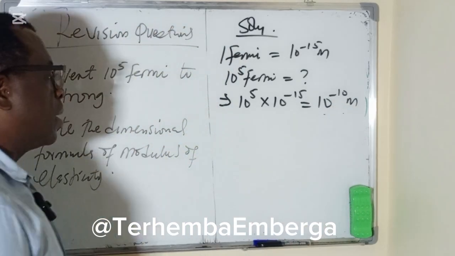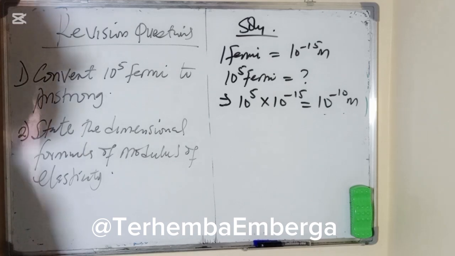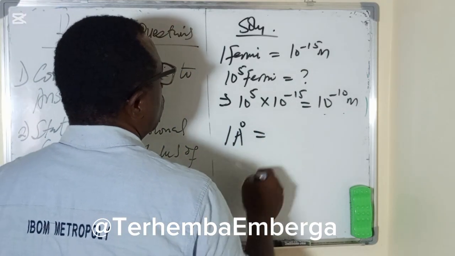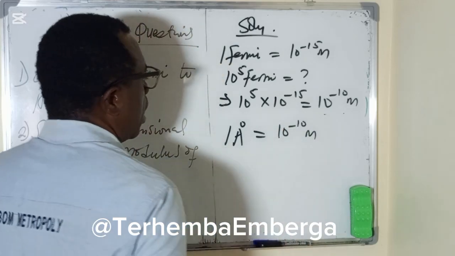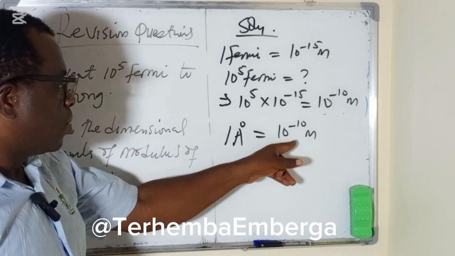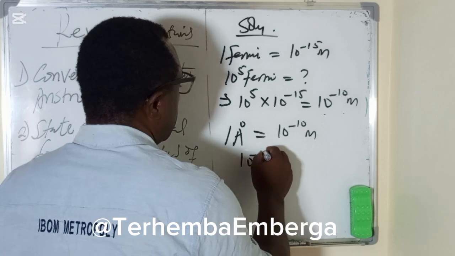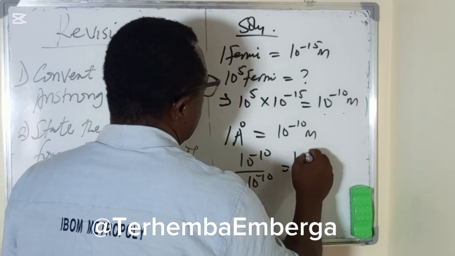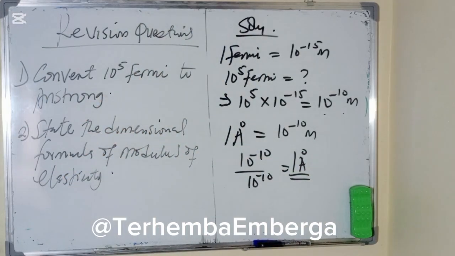But that is not the final answer. What is the relationship between meters and Armstrong? We know that 1 Armstrong is equivalent to 10 raised to the power minus 10 meters. And we are to convert 10 raised to the power minus 10 to this. So we simply divide. So we now have 10 raised to the power minus 10 divided by 10 raised to the power minus 10. And that will give us 1 Armstrong. That is for question 1.